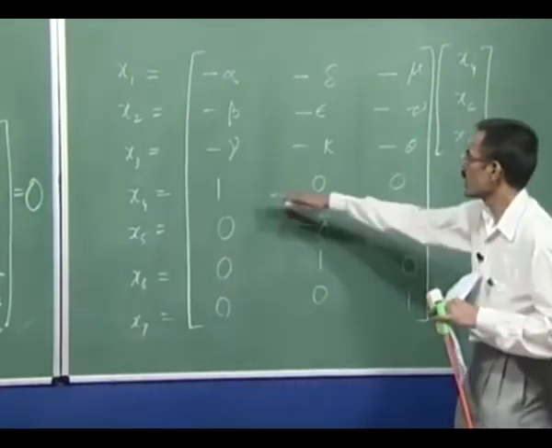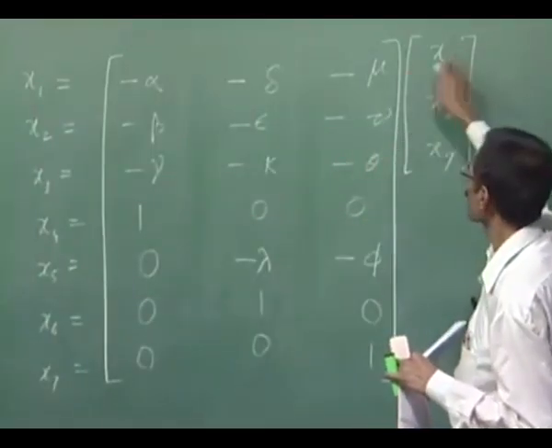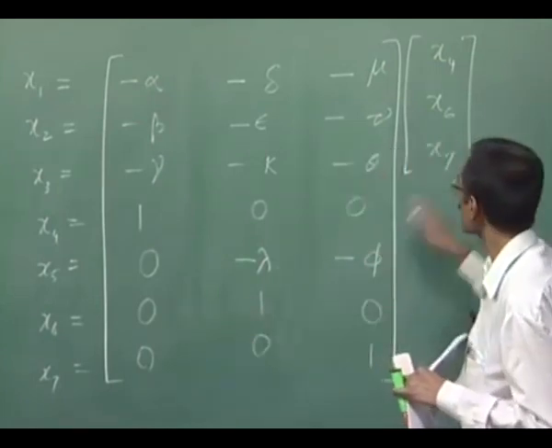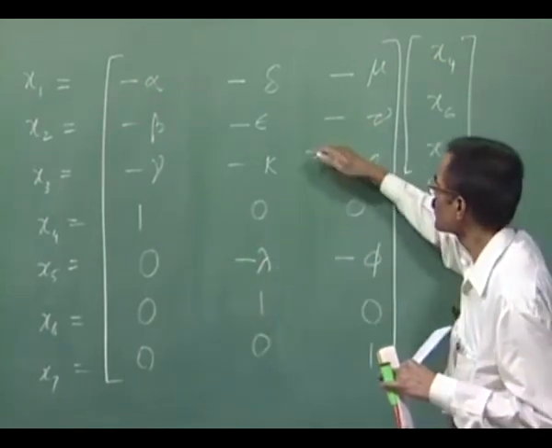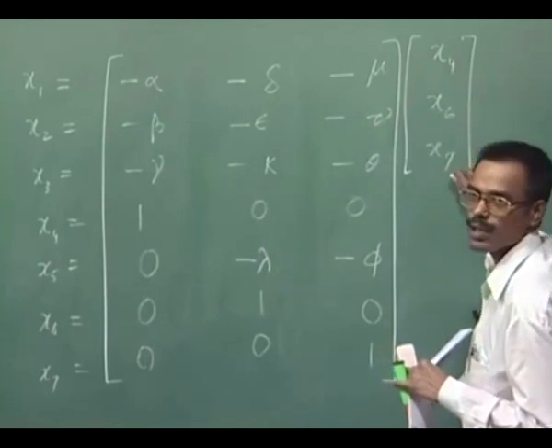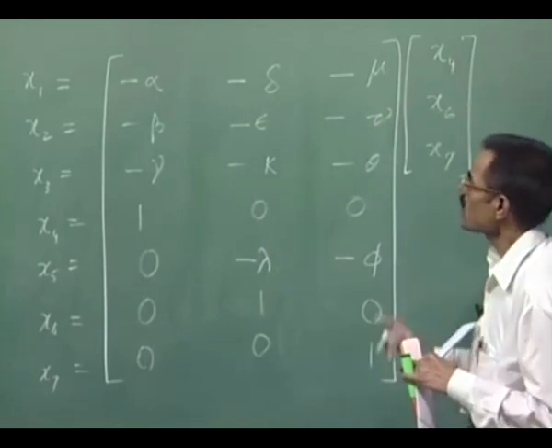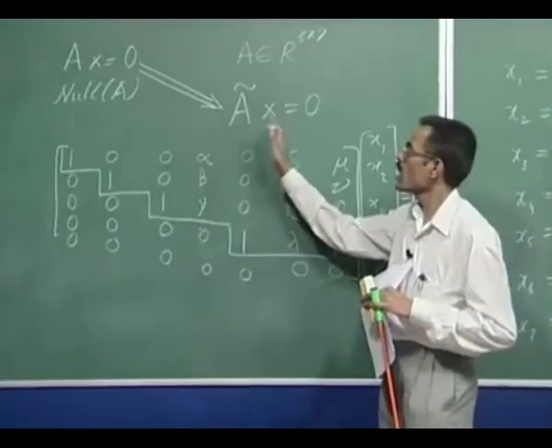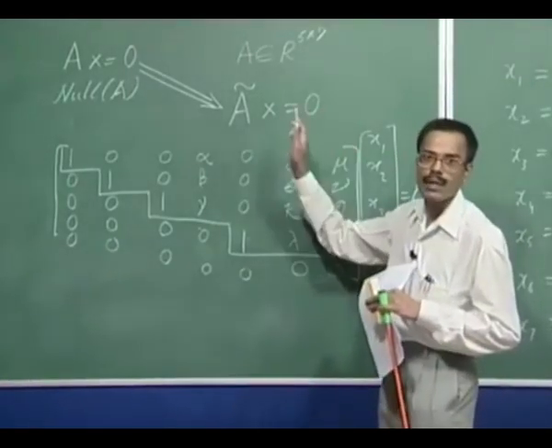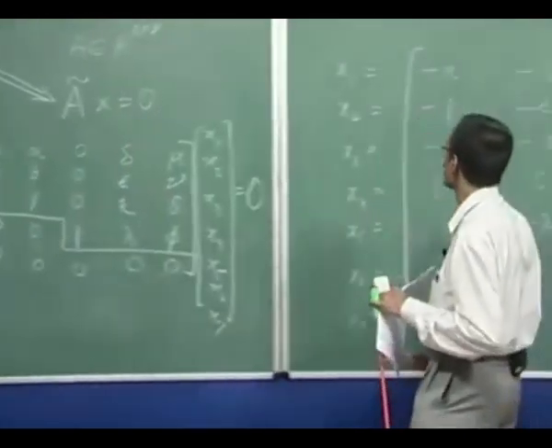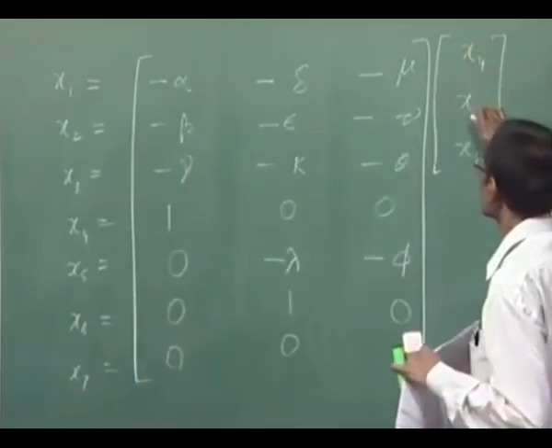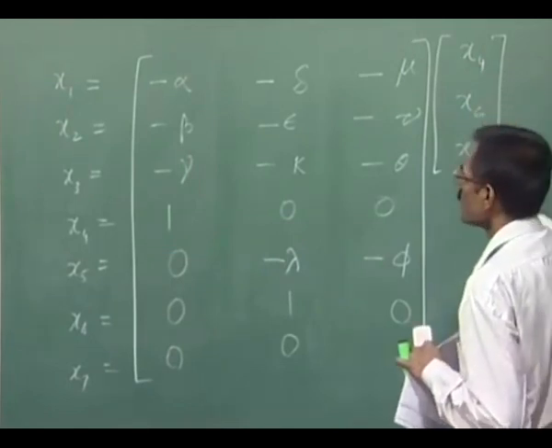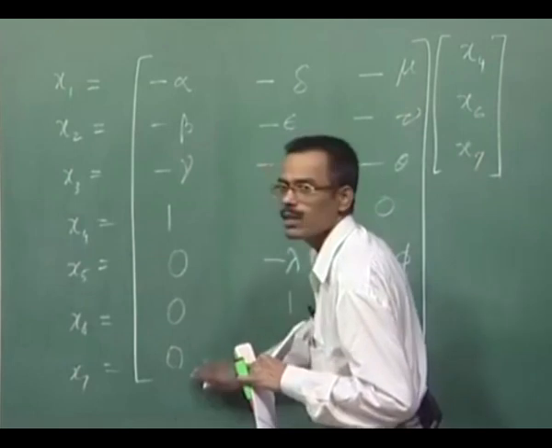X4 is simply x4, 1 into x4 plus 0 into everything else. X6 and x7 are similarly 1 into x6, 1 into x7 and nothing else. The other variables are expressed in terms of x4, x6, x7. That means this system will have a solution as any vector x in which these three variables can be chosen at will, and after the choice of these three variables, the rest of the variables get defined by this.